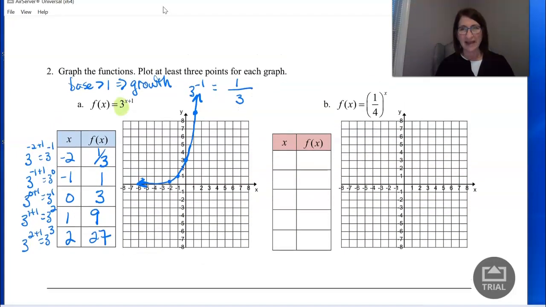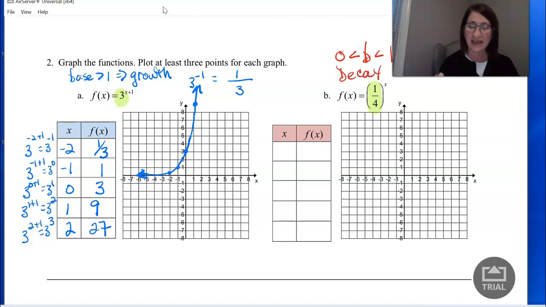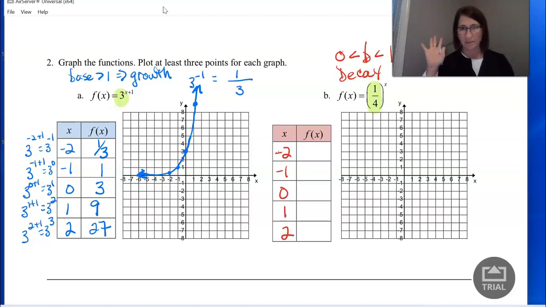Now, when I look at this next one, before I even start, I see that I have a fraction as my base. So I'm going to expect this one to have a base between 0 and 1. It's a fraction. That's going to give me a decay curve, so that's where it's going to swoop down. If I go ahead and put in for my x's, -2, -1, 0, 1, 2, just random numbers, easy to do calculations.